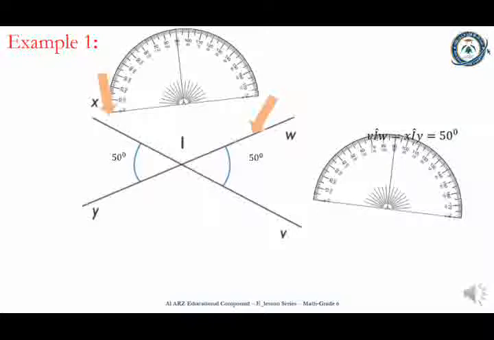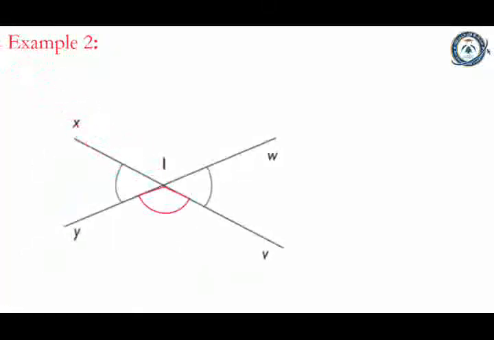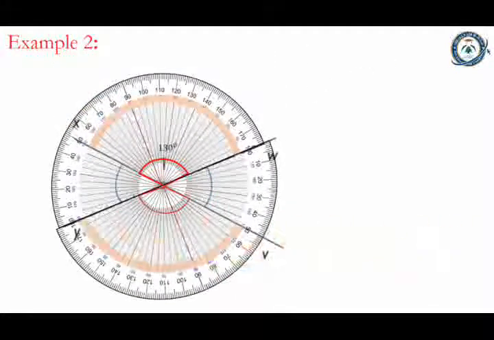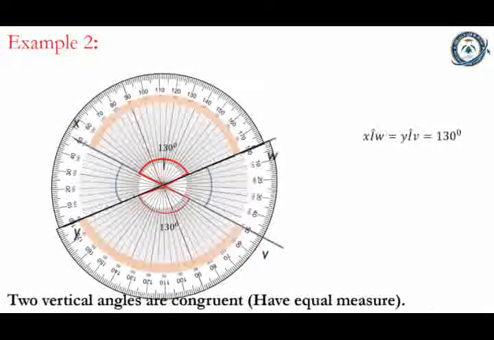Is this a coincidence? We don't know. Let us try another example with another pair of vertical angles in this figure. Example 2. Given this figure again, do we have another pair of vertical angles? Yes, we do. The obtuse angles WIX and YIV.